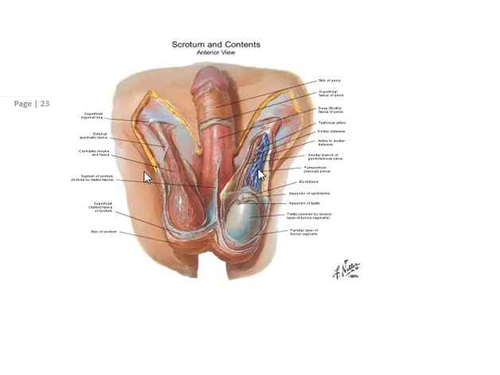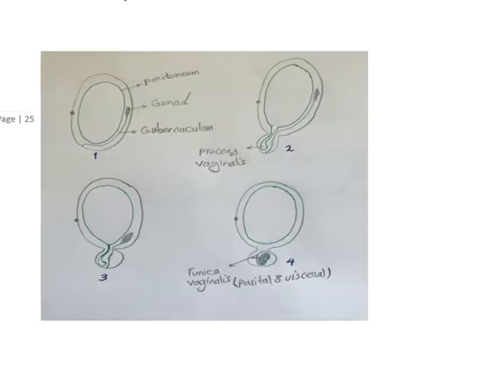And again, the pampiniform plexus is clear here. In this figure, I want to show you how the tunica vaginalis, a process of the peritoneum, reaches the scrotum. First of all, look at this picture.